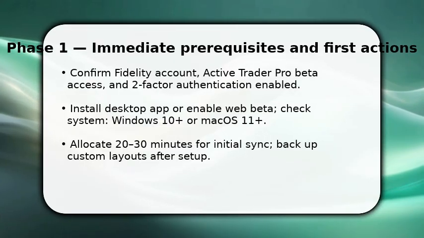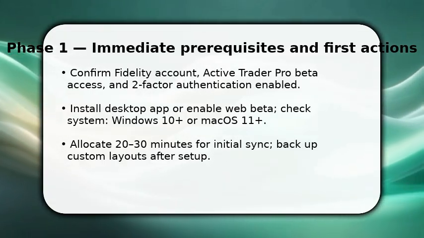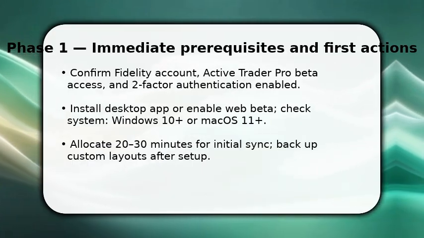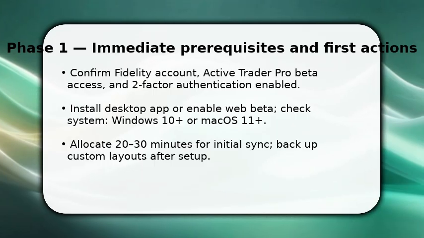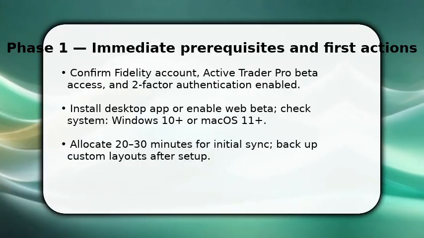You start by confirming your Fidelity account has beta access and two-factor authentication turned on. This protects real trading. Next, install the Active Trader Pro Beta desktop app or opt into the web beta. Choose the platform that matches your OS for best performance.